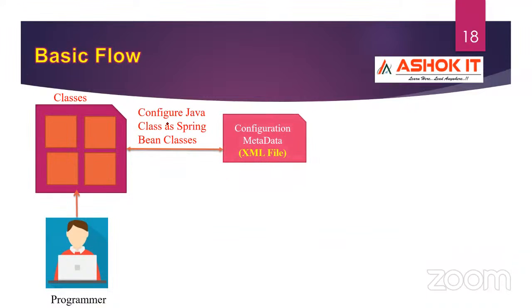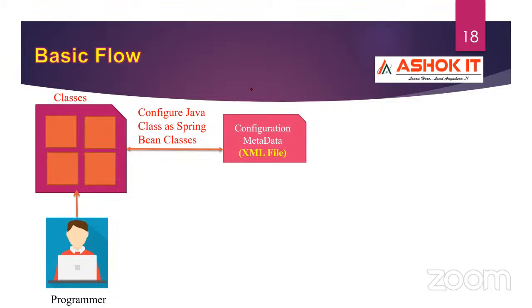Those Java classes are meant to work as Spring Beans. So for that, what do we need to do? You need to configure these Java classes as Spring Beans in the Spring configuration file, or not? Understood? He has to configure that Java class as a Spring Bean in the Spring configuration file, guys. Yes, definitely. And then who will activate the container?